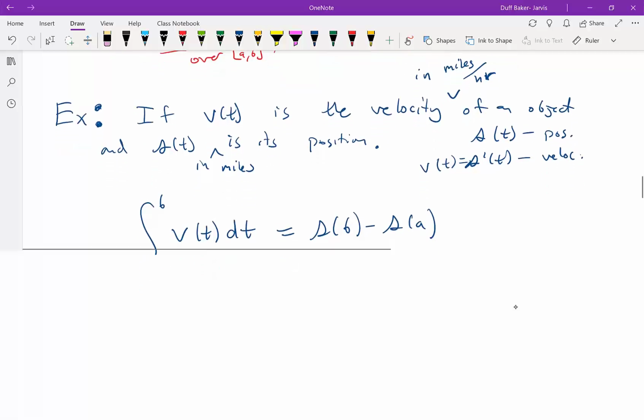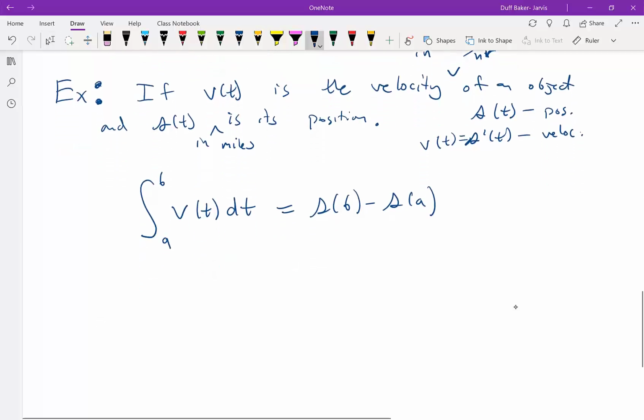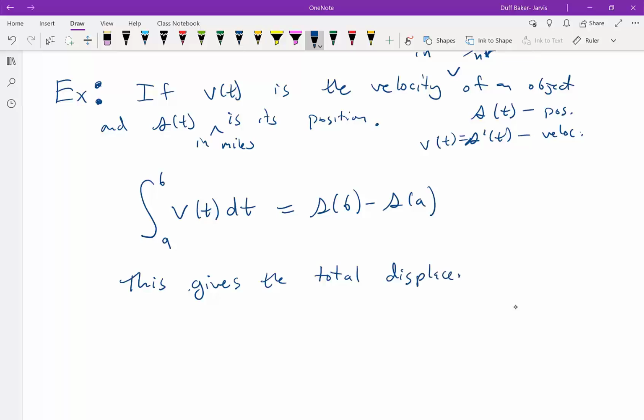And just to have a standard term for this, I'm going to give this S of b minus S of a the term the total displacement. Because there's two related ideas that are close but different. So displacement means how far did it end up from where it started?